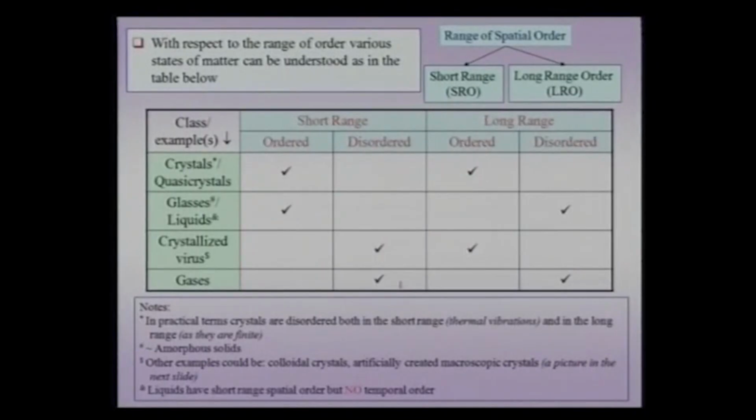Again, let me give a broad overview of some of the states of matter which we have come across, various kinds of crystals and amorphous things, and we will try to compare them in terms of the short range order and the long range order.